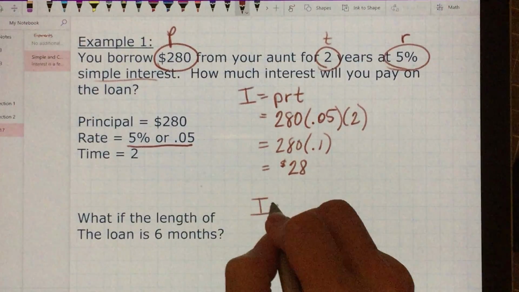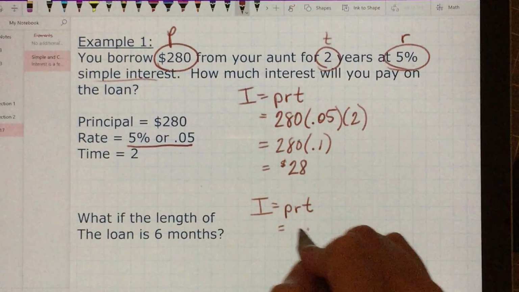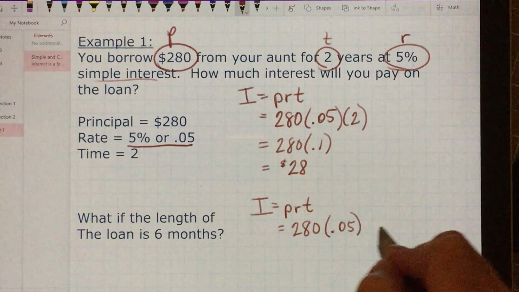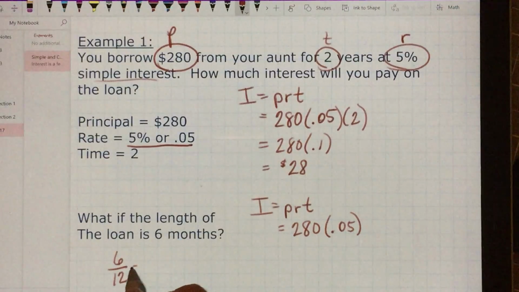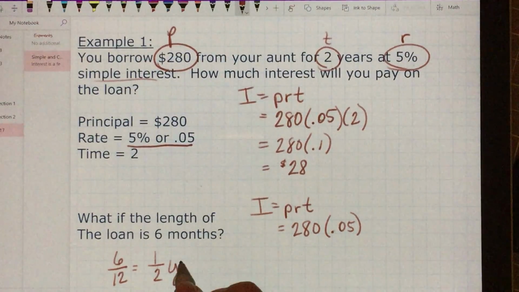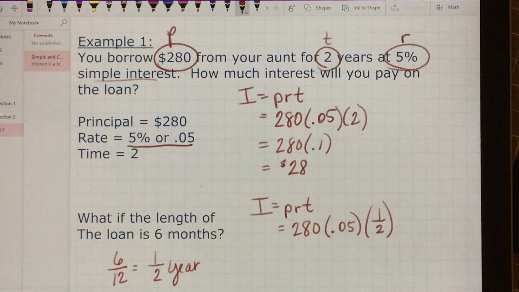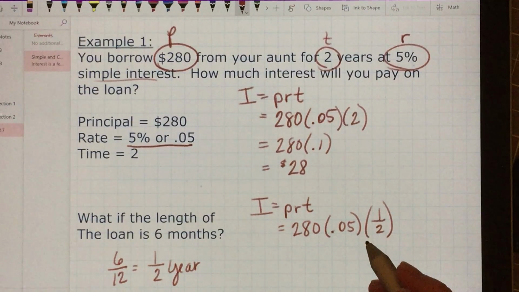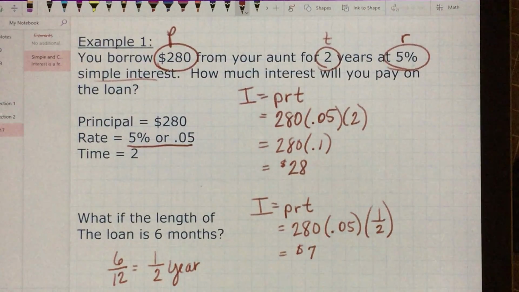So we use interest equals principal times rate times time. Principal is still 280. Our rate is still 0.05, but the time is now 6/12, which equals 1/2 of a year, because time has to be represented in years. We can put this into a calculator, or we can work it out by hand. This is going to equal $7.